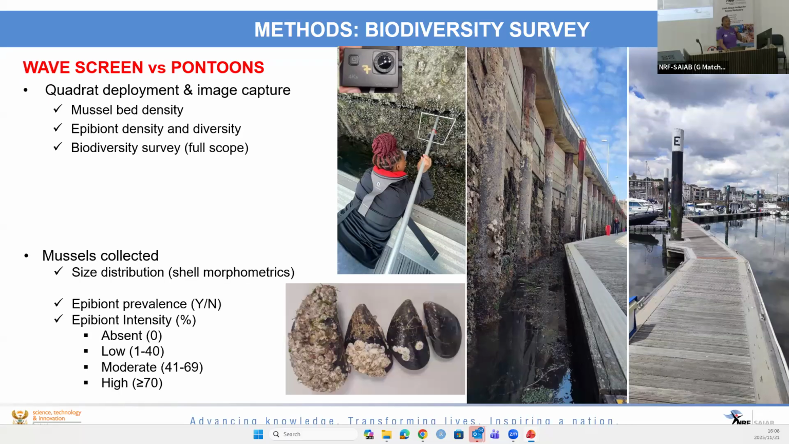But I also looked at the size distribution of the mussels that we're finding between these different types of habitats, as well as the prevalence of the epibionts, whether they're covered by the epibionts or not, as well as how many of the mussels that I've collected are actually covered by epibionts.